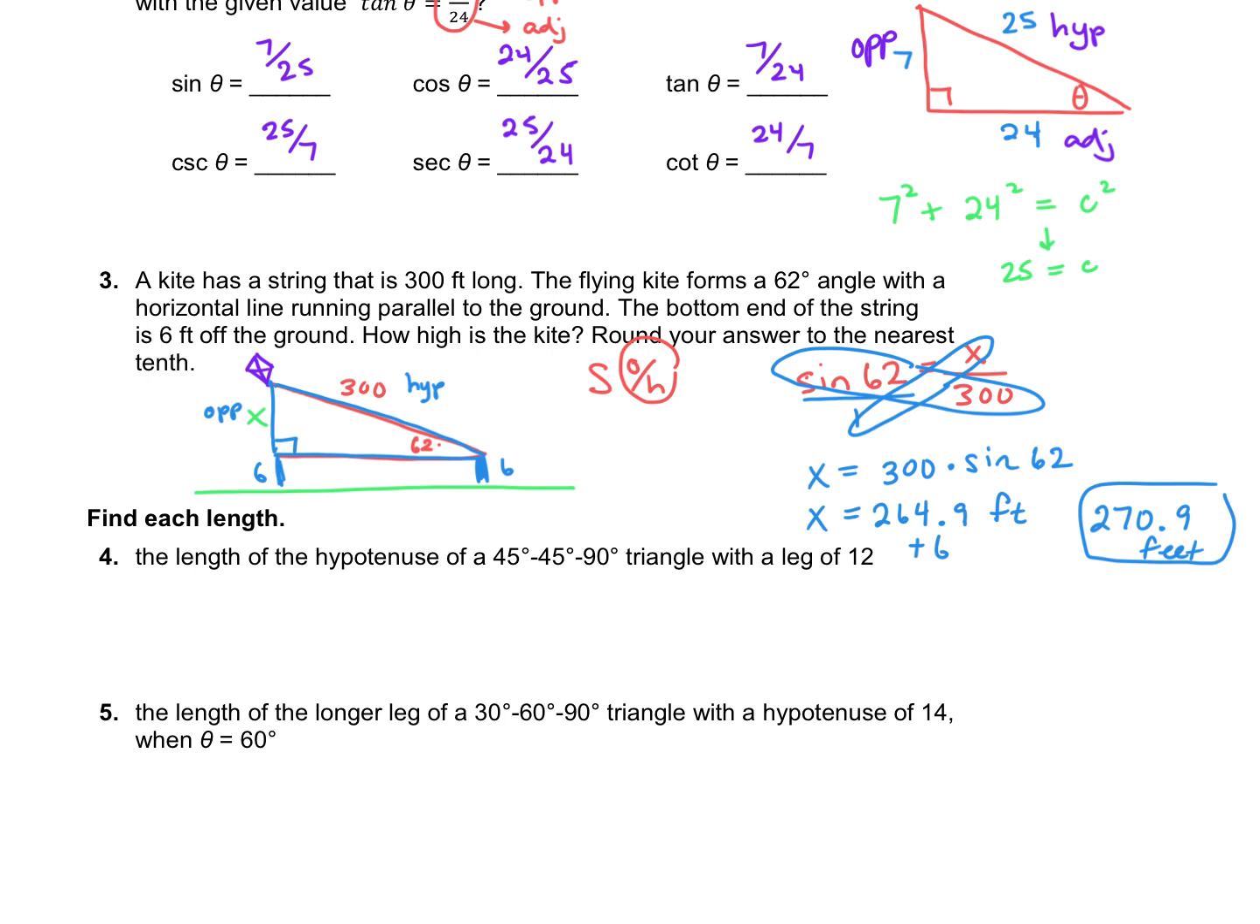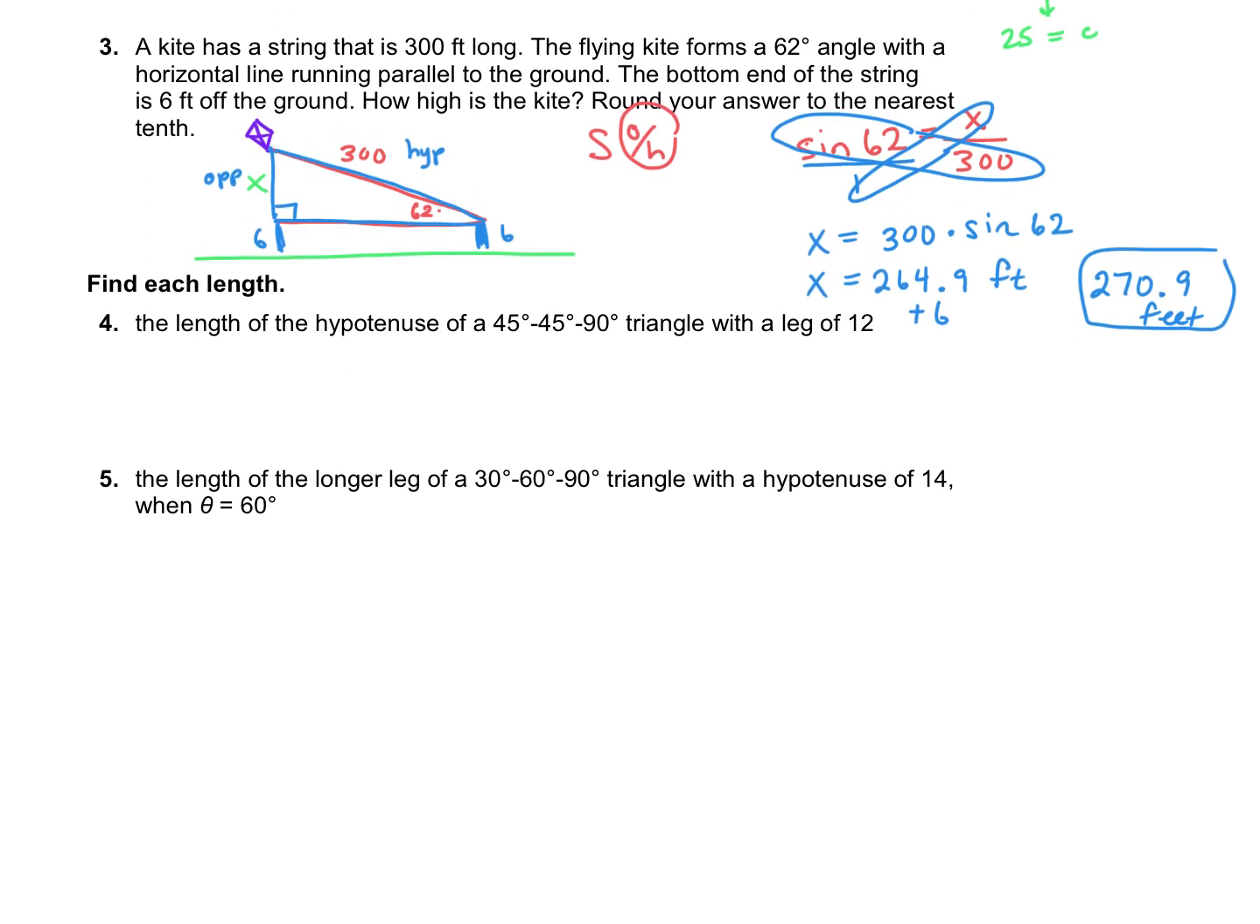All right, next problem. Here we have, it says find each length. So the length of the hypotenuse of a 45, 45, 90 triangle with a leg of 12. All right, so again, I'm drawing this out. I'm always going to draw everything out.